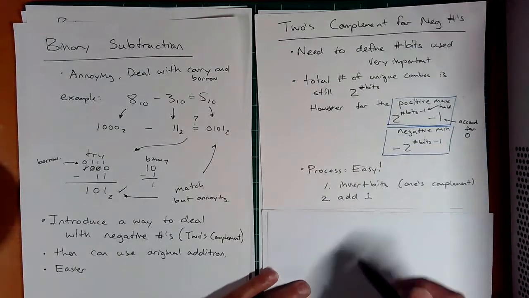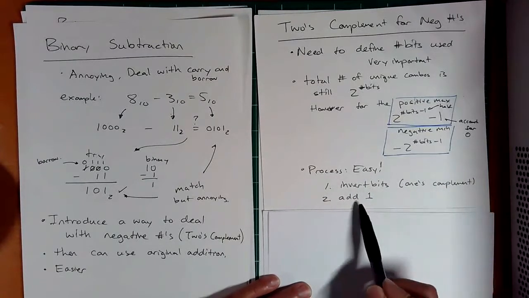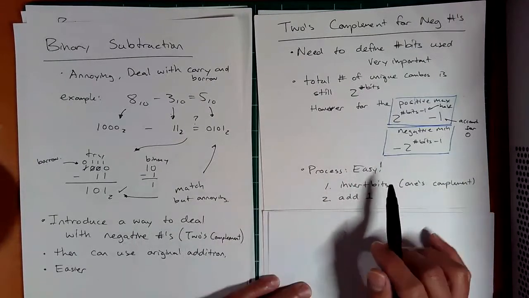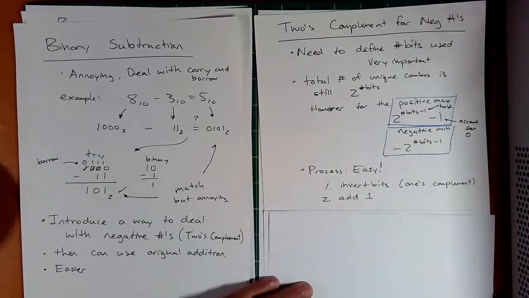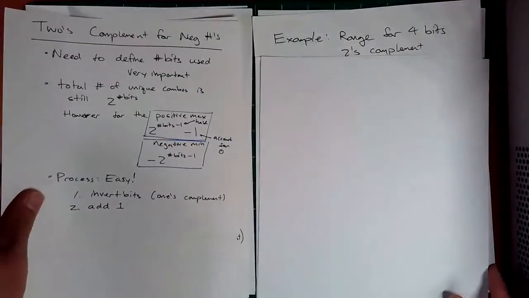All right, now what's the process? The process is super easy. You're going to invert the bits, which is what we call 1's complement, and then you're going to add 1. That's it. Super easy process for 2's complement. Okay. All right, so let's look at an example of this.